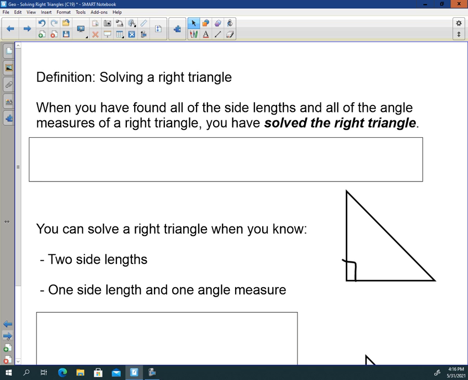You can also solve a right triangle when you know one side length and one angle measure. So say you know this and this. Well, from that, you can definitely find the length of another side. You can also find the measure of an angle, and you can use the Pythagorean theorem to find the length of another side. So when you have these two conditions, either two side lengths or one side length and one angle measure, you can find anything else about that right triangle.